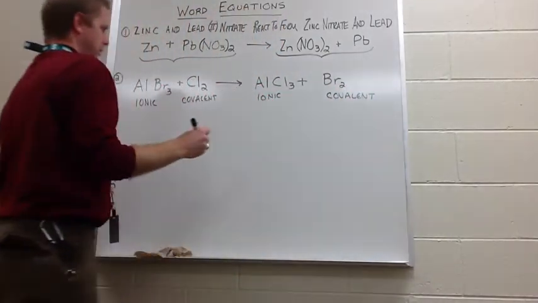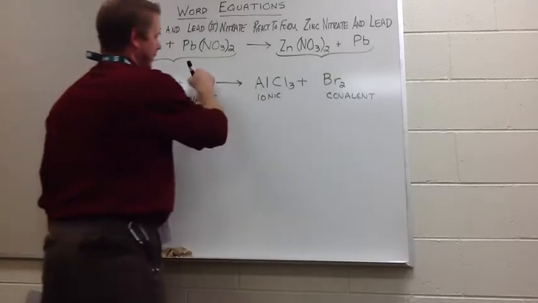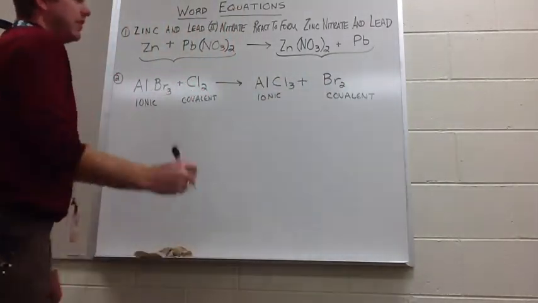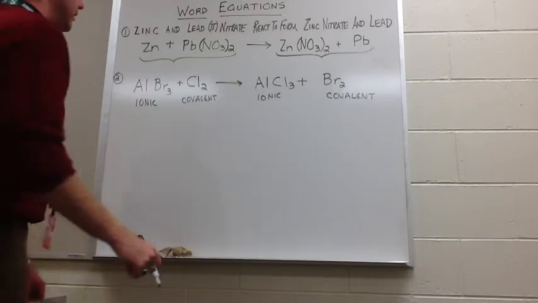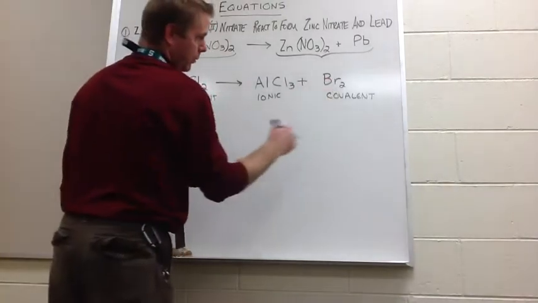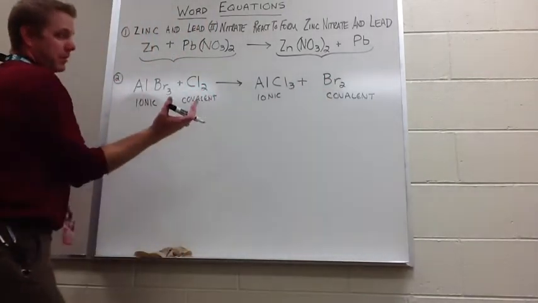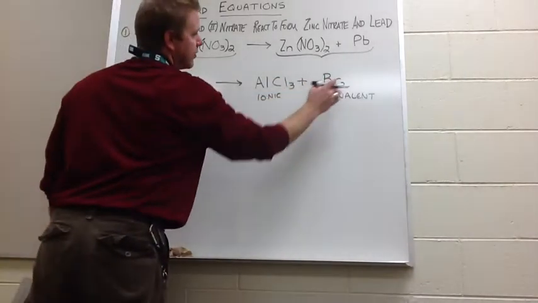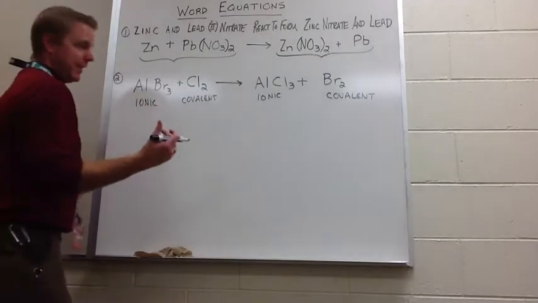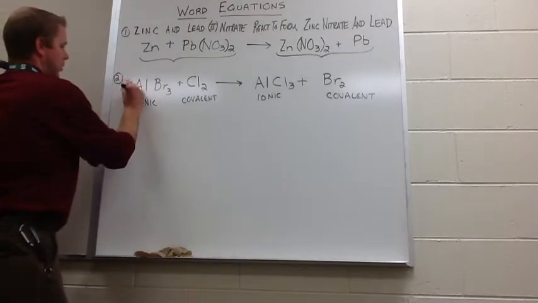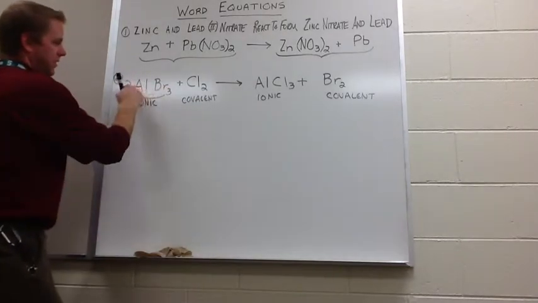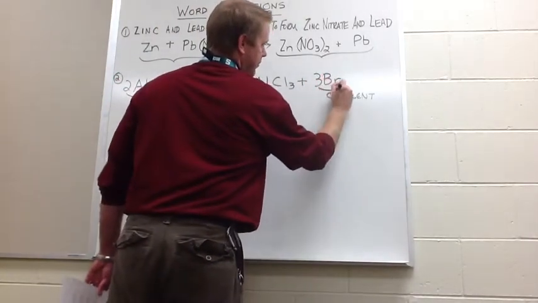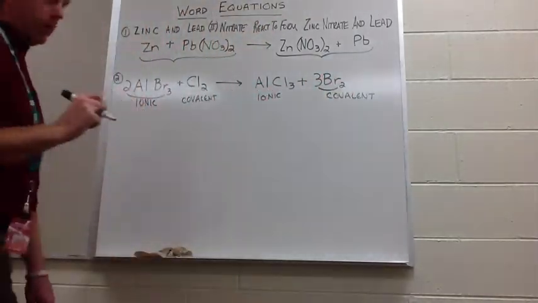So, here we had to worry about the charges. Here we did not. Here we did. Here we did not. Now, the last thing we have to do is balance, because we can't have 3 bromines and 2 bromines. But we wrote the formulas correctly. So what we say is this. Counting by 3s and 2s, what is the first common number? It's 6. So 2 times 3 is 6 bromines. Well, 3 times 2 is 6 bromines.